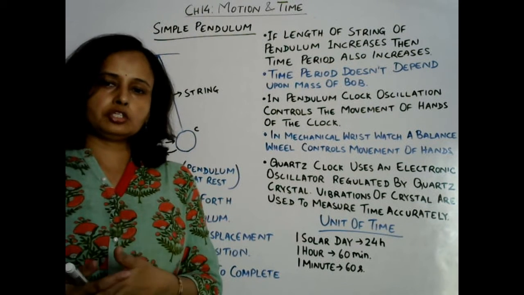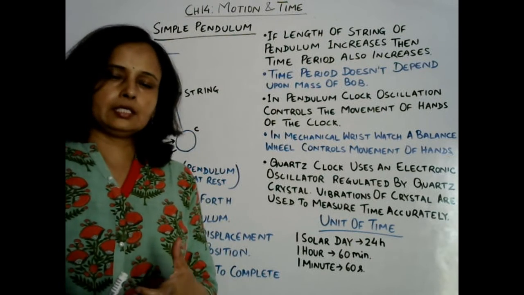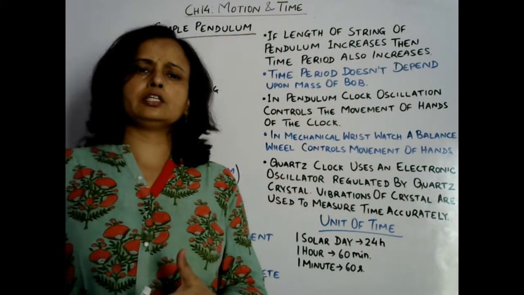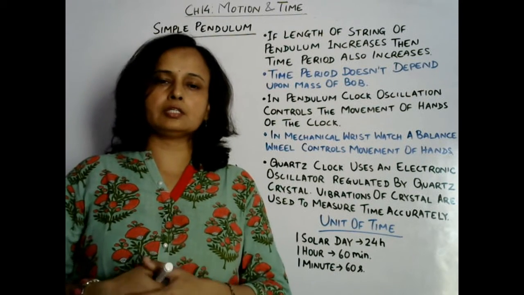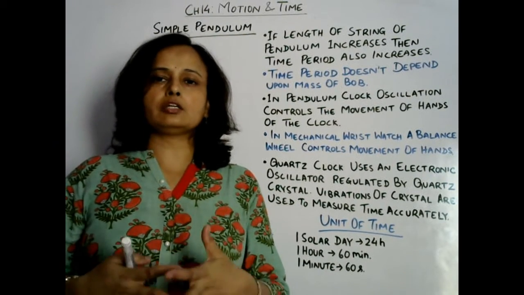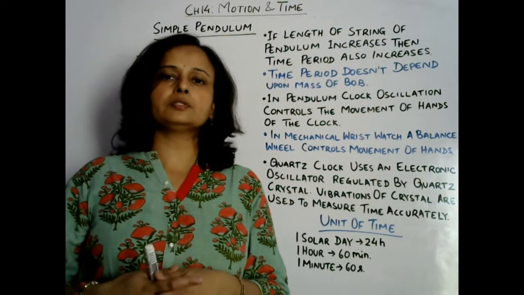All these are units of time, but basically the SI unit that we take to measure time is the second. So second is the SI unit, that is the International Standard Unit of Measurement of Time.